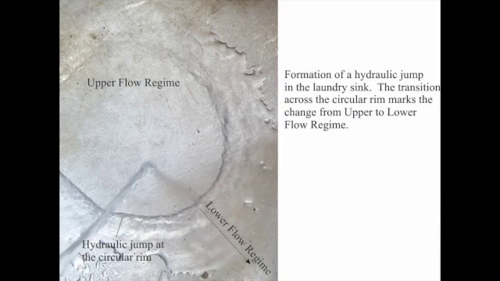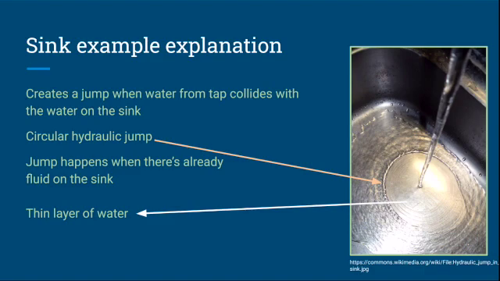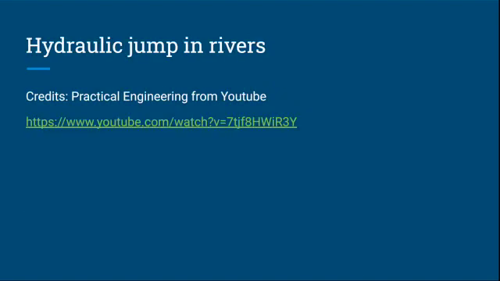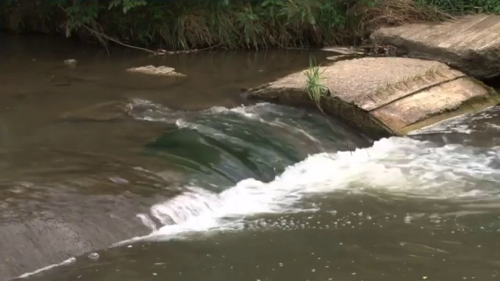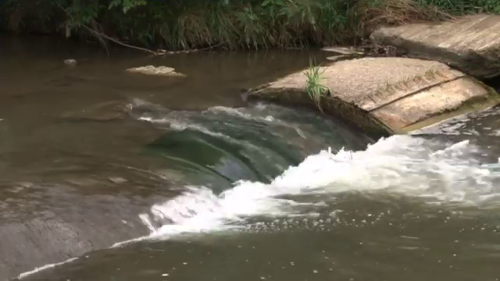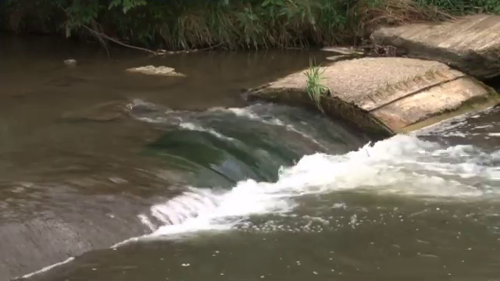The jump doesn't happen right away. The hydraulic jump happens when there is already fluid on the flat surface. In this case, it doesn't happen right when the tap is turned on since the sink is dry. To understand the physics of how the sudden change in water speed can lead to a hydraulic jump, it's best to look at rivers, which is another very common place where a hydraulic jump happens that you probably didn't notice.